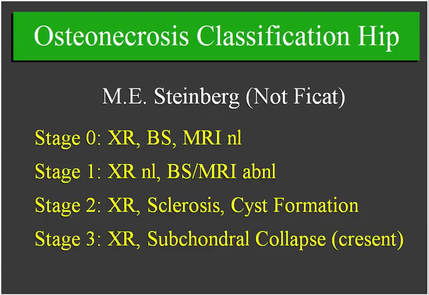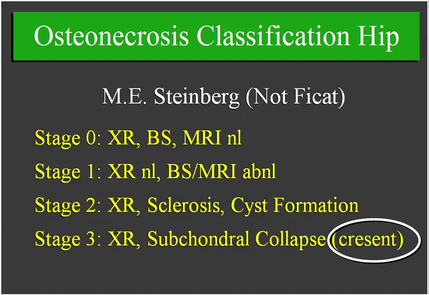Osteonecrosis classification no longer is FECOT. They throw in now the MRI. And they're not going to ask you about the numbers for the staging system. What they're going to ask you about is the crescent. Stage 3 is, in whatever system you use, where you have subchondral collapse.